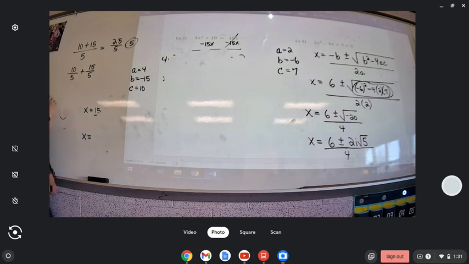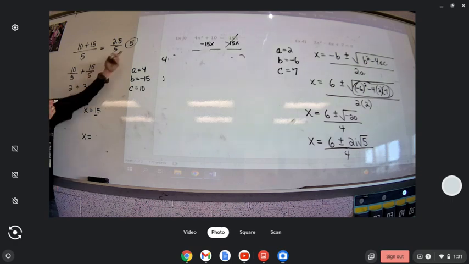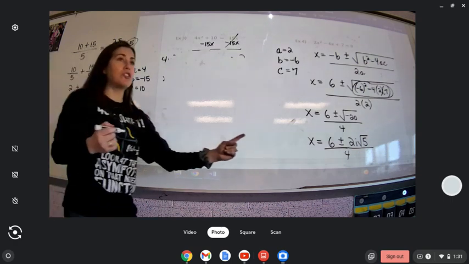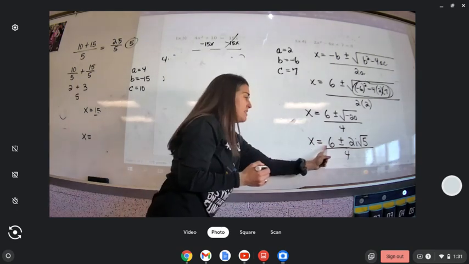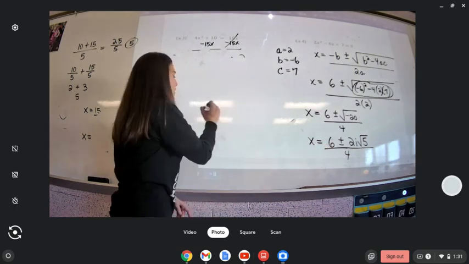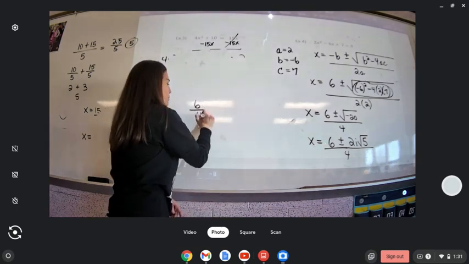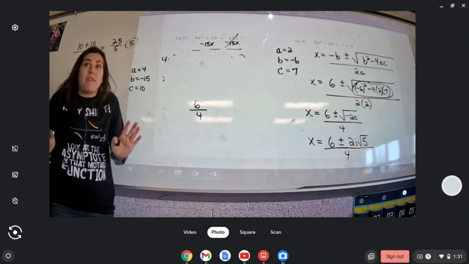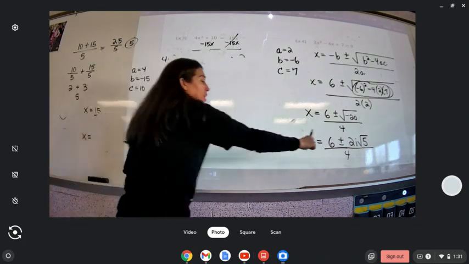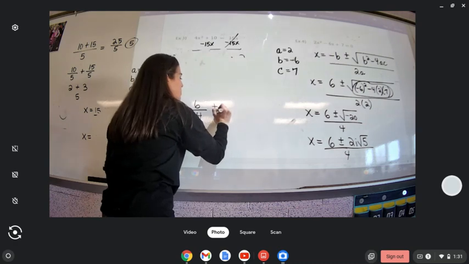What's 10 divided by 5? 2, plus what's 15 divided by 5? What's 2 plus 3? 5. It's still the same answer. So that's what I want you to do here. Take the 6 on top and divide it by its own 4. This is crucial. Delta Math is going to make you do this. Then you're going to have your plus or minus in the middle.